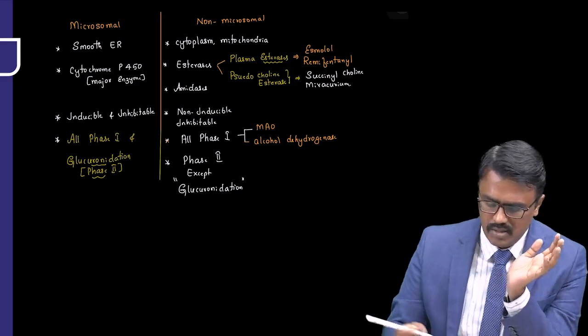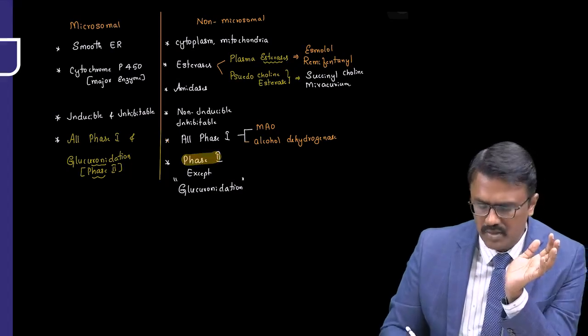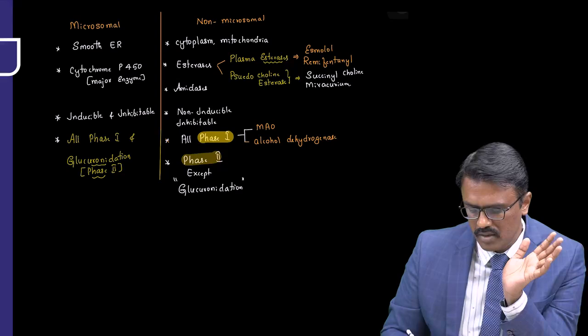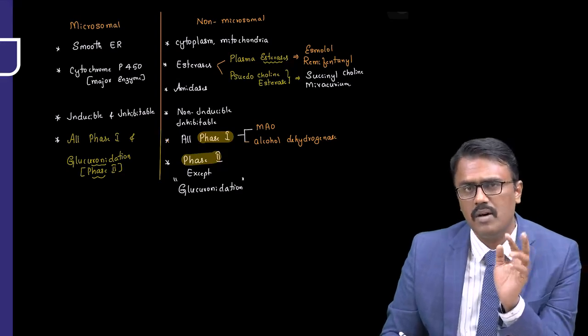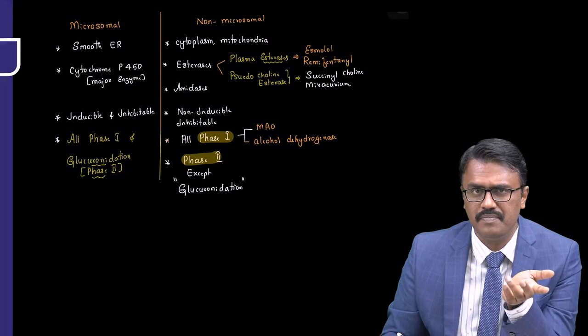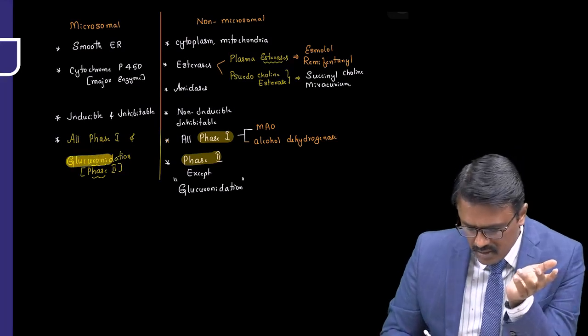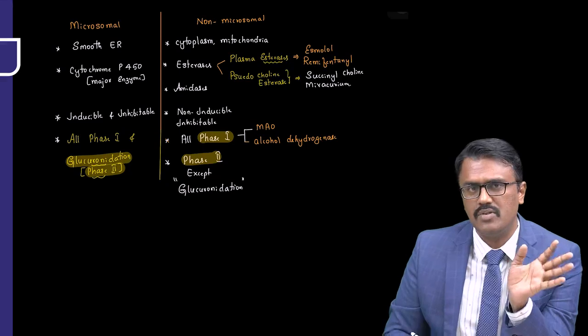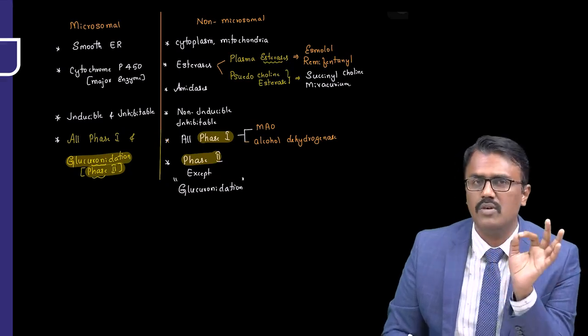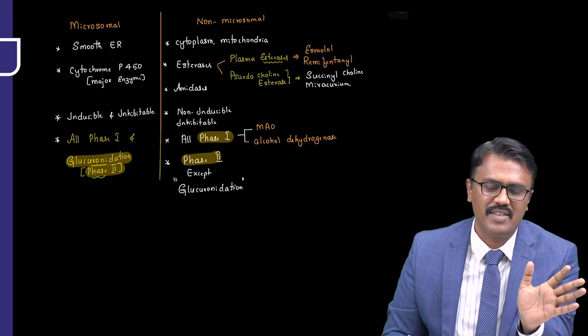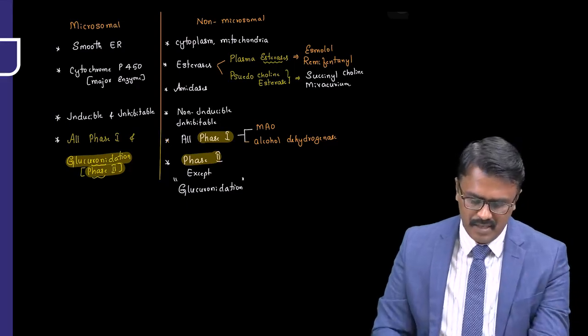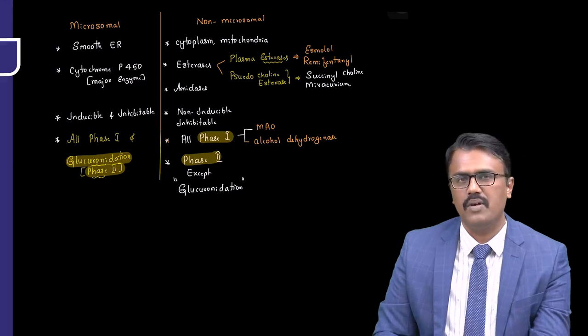The question is, will phase 2 be done by microsomal enzymes? No. What about phase 1? Yes, phase 1, both microsomal and non-microsomal enzymes can do that job. Glucuronidation is exclusively by microsomal enzymes. So depending on this only, the questions will come in your exams. Okay? Yeah. Okay, sir. We understood the point.